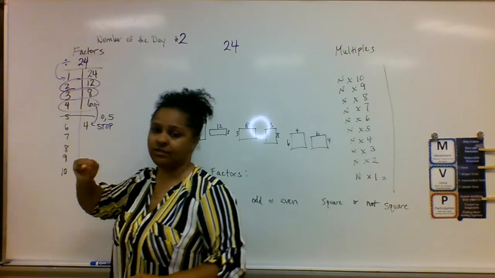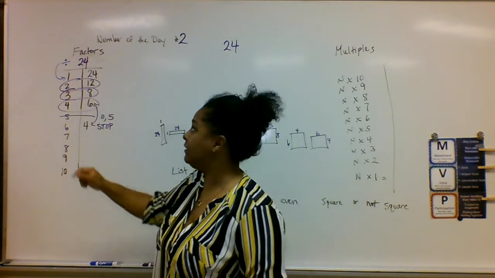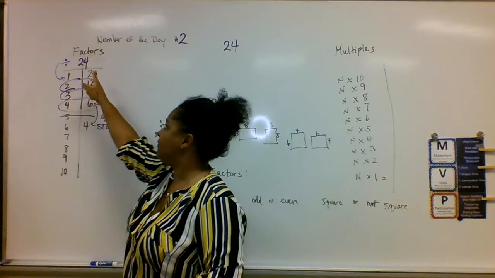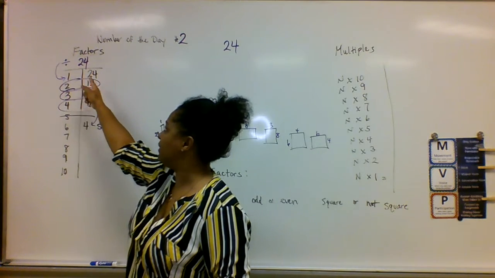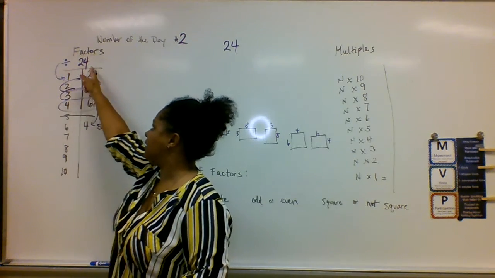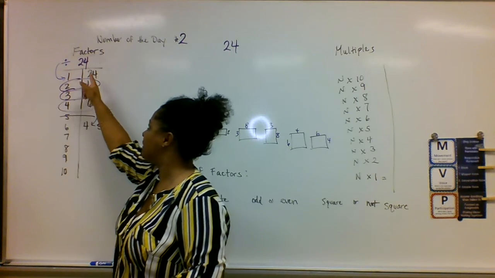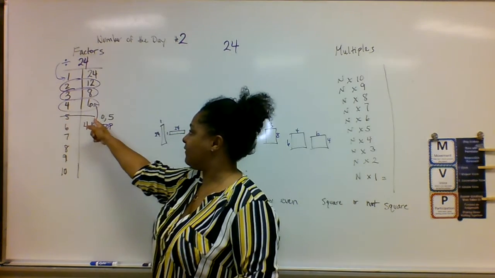Remember, factors are associated with division. So 24 divided by 1 is 24. 24 divided by 2 is 12. 24 divided by 3 is 8. 24 divided by 4 is 6. 24 does not go into 5 evenly.